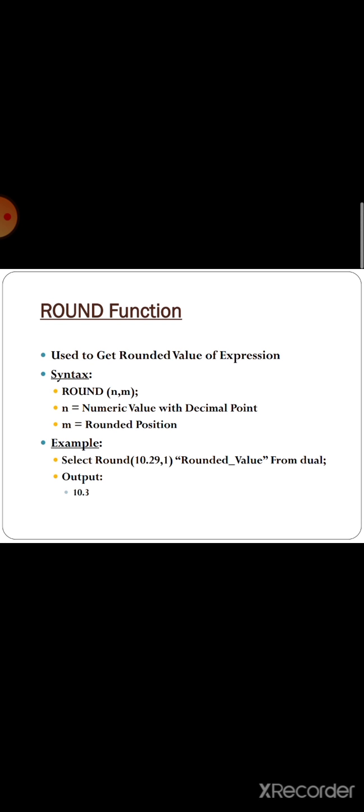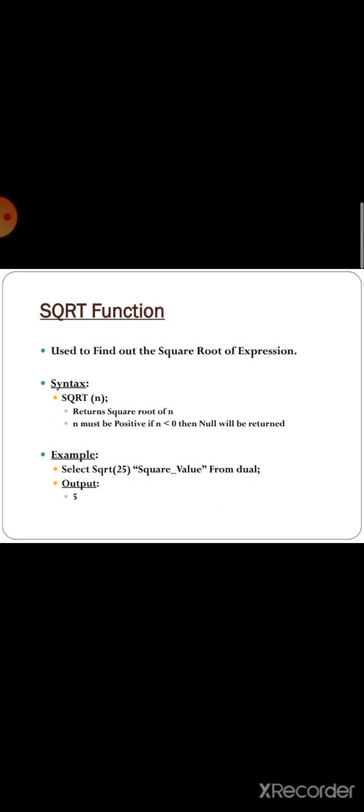Okay, so 10.3 is the output. Next function is the square root function. It is used to find the square root of an expression. You just see the syntax, SQRT of n. n is the value for which we have to find the square root. It returns the square root of n. n must be a positive number. In case n is less than 0, then null will be the returned value.